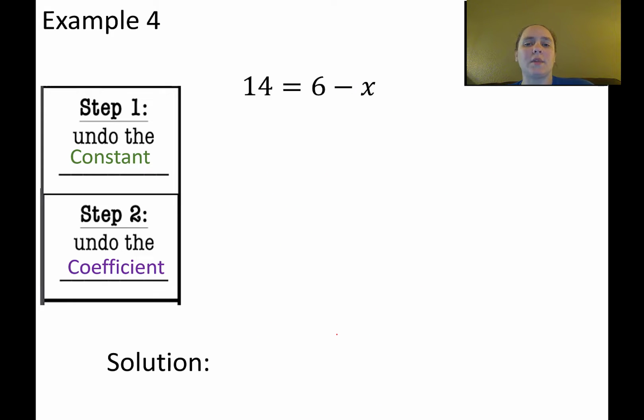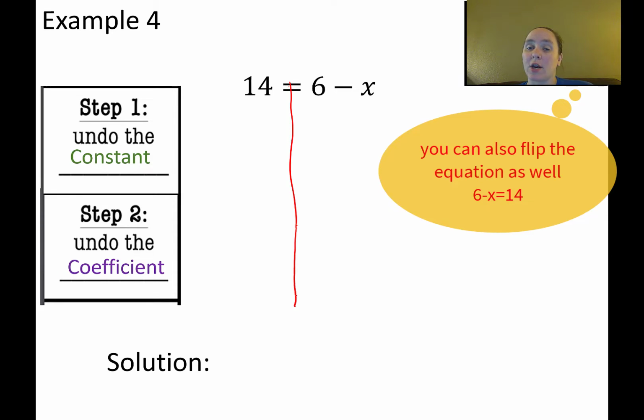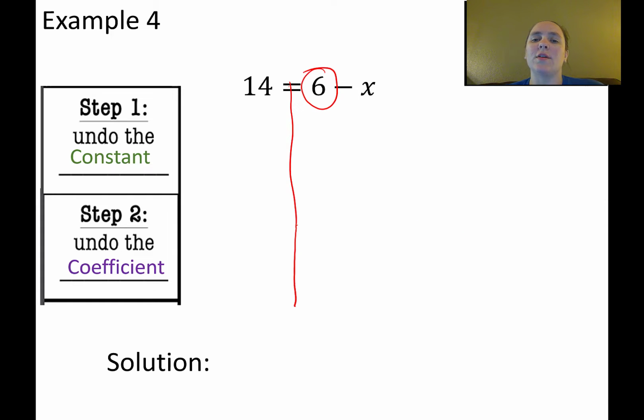All right, and one last one. I've got 14 equals 6 minus x. So again, even though the variable's on the right, I can still work this one out. Okay, so I'm looking for the constant, the number without the variable. Okay, in that case, it's the 6. And we're going to ignore the minus sign that comes after. That goes with the x. So 6 is positive here. So since it's positive, I'm going to subtract 6 from both sides.